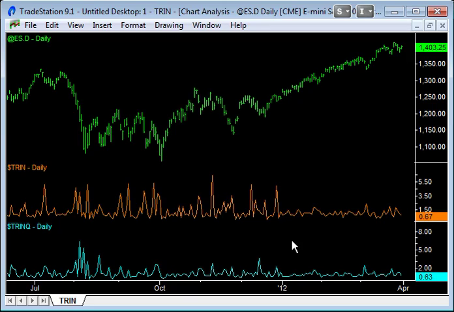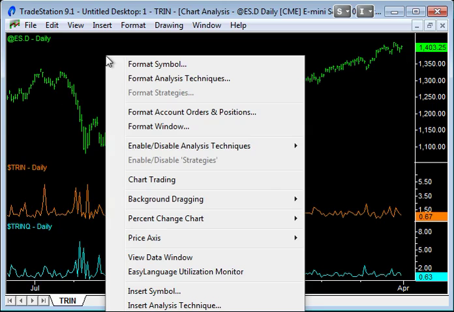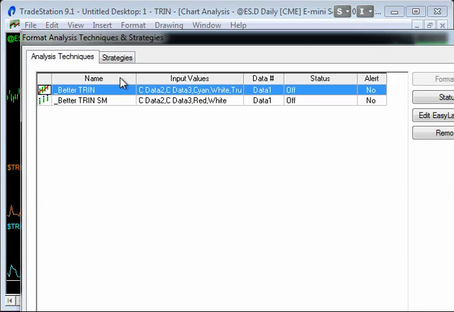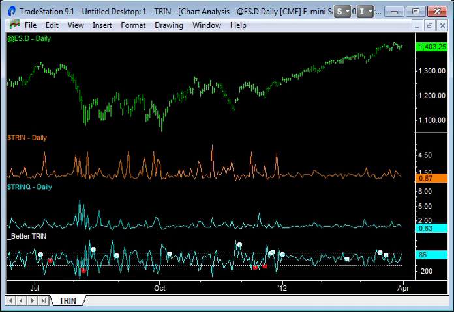Multiply the value by 100, so we get some kind of normalization. And then why not include the New York Stock Exchange as well as the NASDAQ data together? So if you make those 4 changes, that creates what I've called the better TRIN indicator. I'm just going to switch that on because I've got this on the chart. Format analysis techniques, I'm just going to switch that on, and you can see what it actually does.